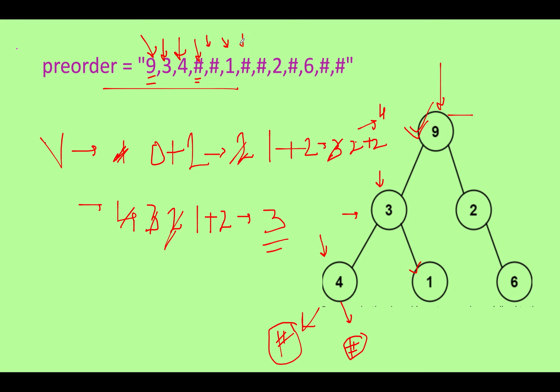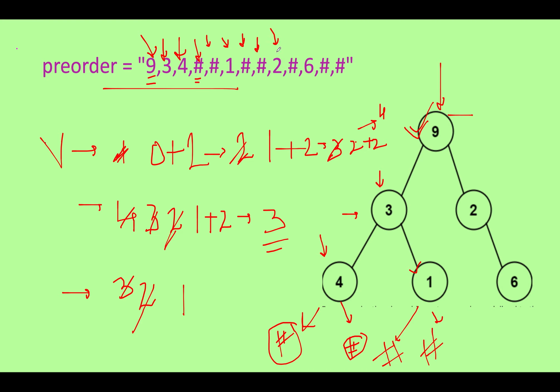Let's continue the process. Next we have a hash. Since we are visiting a hash, which is null, we'll reduce the vacancy by 1. The vacancy gets reduced to 2. Next again we have a hash, and the vacancy gets reduced by 1. That means we have visited both the children of 1 in the tree. And let's continue the iteration.